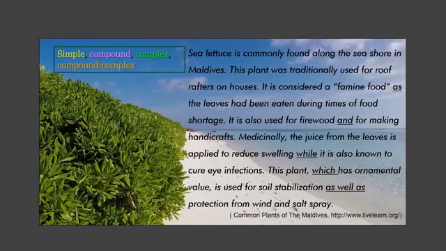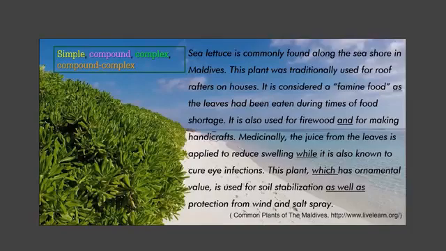I will read out this paragraph. It has been adapted from a book called Common Plants of the Maldives. And as I read, try to identify which type of sentence does each sentence belong to. Okay? You can make a note of it while I read. Here we go.